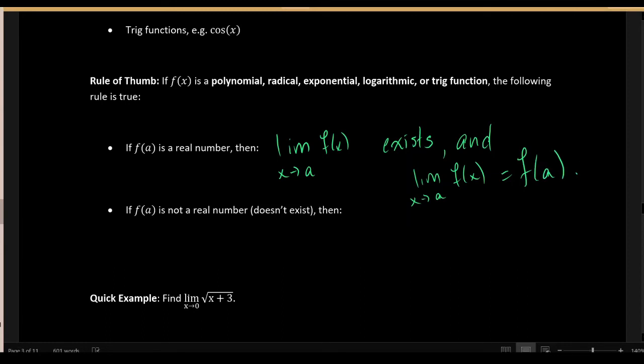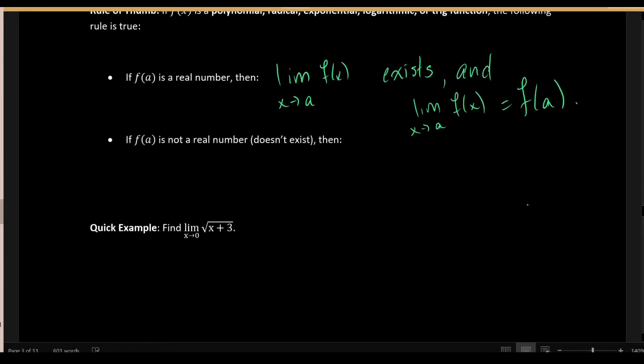So a takeaway is that if you have a polynomial function, radical, exponential, logarithmic, or trig, and someone asks you for the limit, all you have to do is plug the number a into the function. If you get an answer as a result of plugging in a, that answer is automatically equal to the limit's value as well. Likewise, if you plug in a and don't get a real number, then the limit isn't going to exist either.